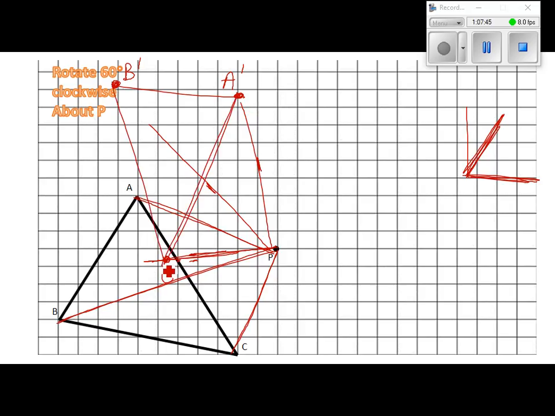Does this triangle look about the same as the other triangle? Does this triangle look about the same as this one? Just rotate it around.